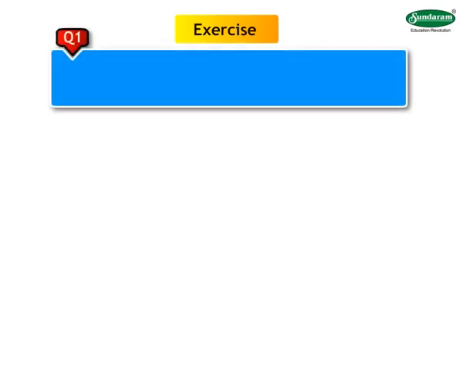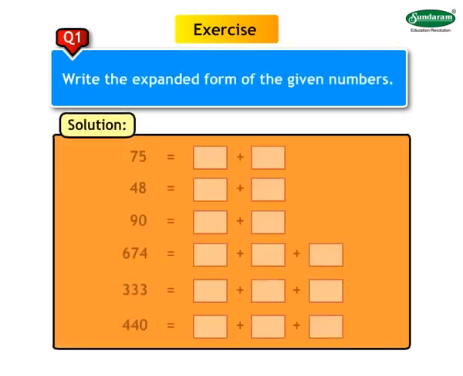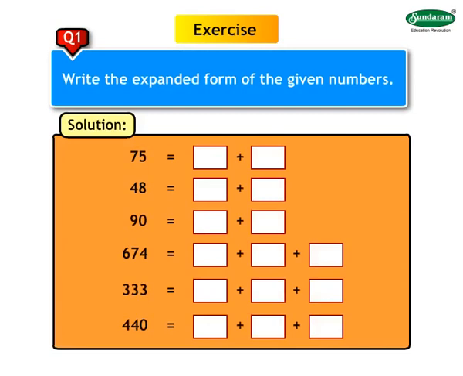Now we have understood how to write the given number in the expanded form and how to form the number from its expanded form. Let us do an activity by solving few problems from the exercise given in page 10. Question 1. Write the expanded form of the given numbers. The expanded form of 75 is 70 plus 5. The expanded form of 48 is 40 plus 8.